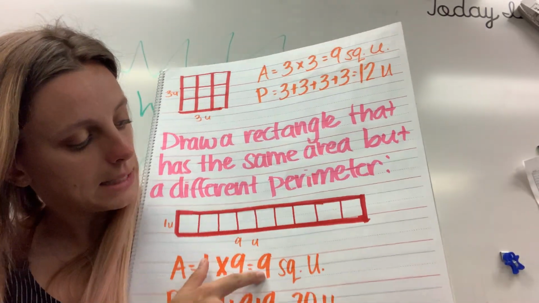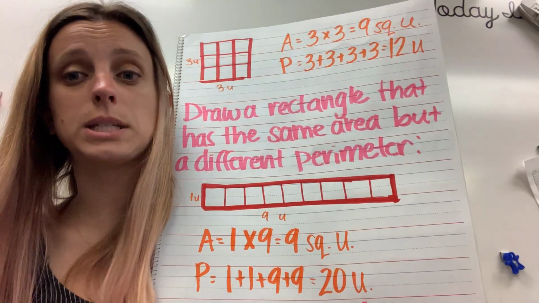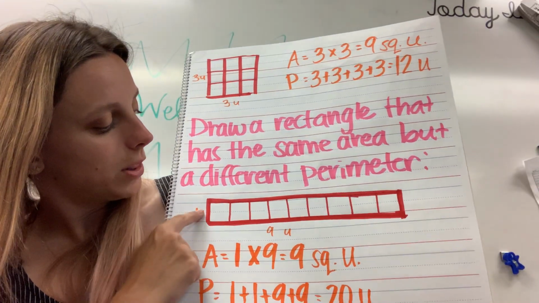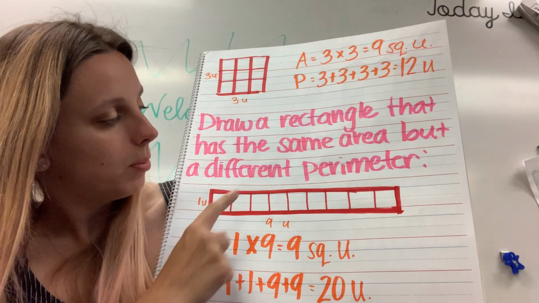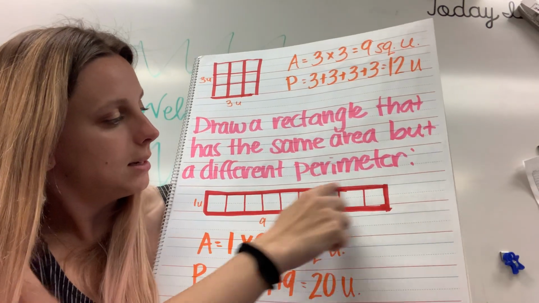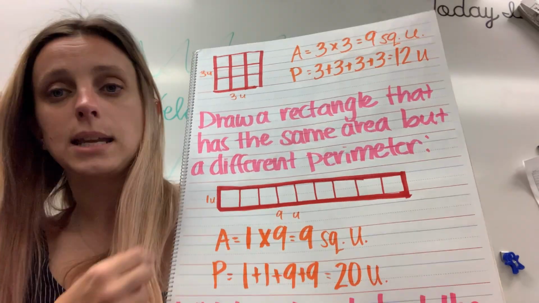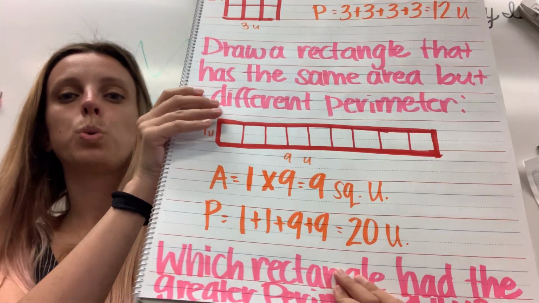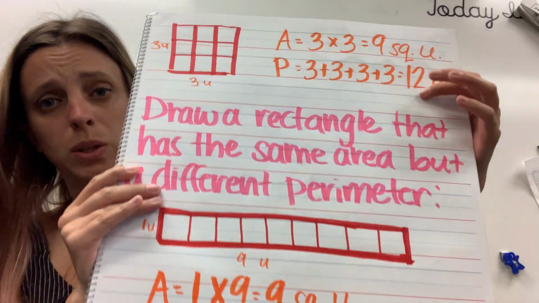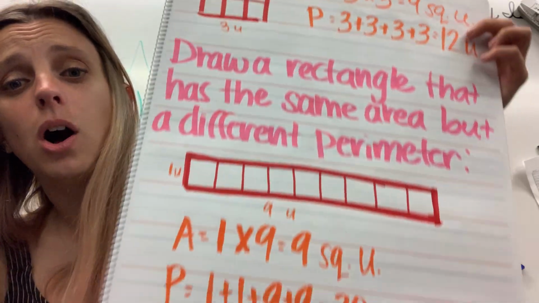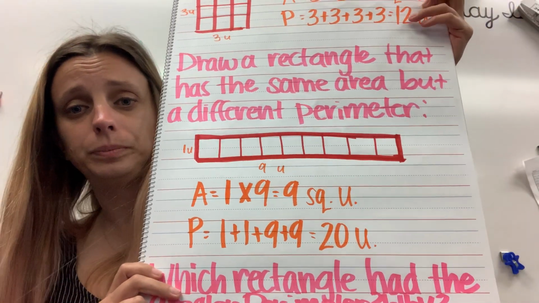So we know our area stayed the same. We know we used 9 square units to make this shape. Now we can solve for the perimeter by adding 1 plus 1 plus 9 units plus this 9 units. And that would make a 10 and a 10, which would get me to 20 units. So my perimeter went from 12 units all the way to 20 units.